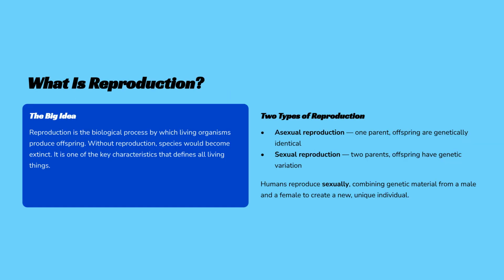Reproduction is a fundamental biological process required to prevent species extinction. While asexual reproduction involves one parent producing genetically identical offspring, humans reproduce sexually. This involves two parents and results in unique offspring due to genetic variation.